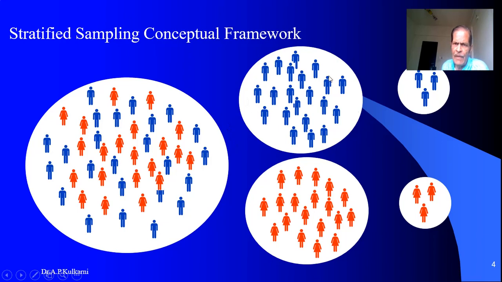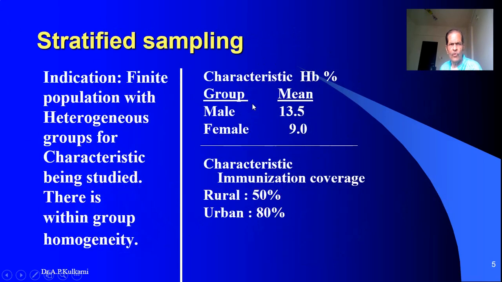So here we study each stratum separately for the variable in question, and that's why this is called stratified sampling. The indication for stratified sampling is that it has to be a finite population, that is, one wherein the number of units in the population can be easily enumerated. So it has to be a population with a countable number of units. And it has to have heterogeneous groups for the characteristic being studied. So the groups in the population must be heterogeneous as far as the characteristic or the variable is concerned.